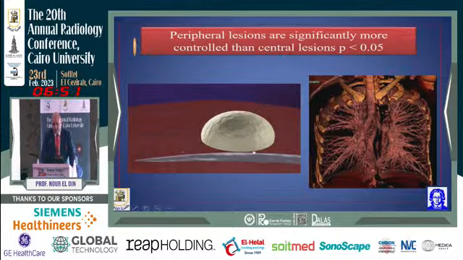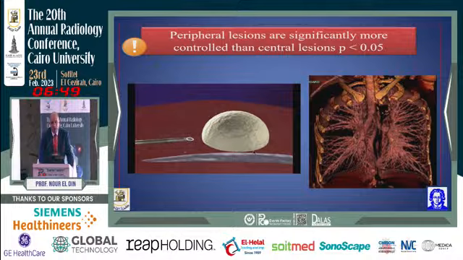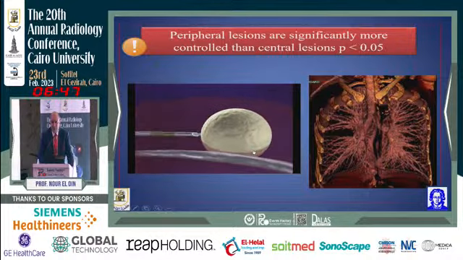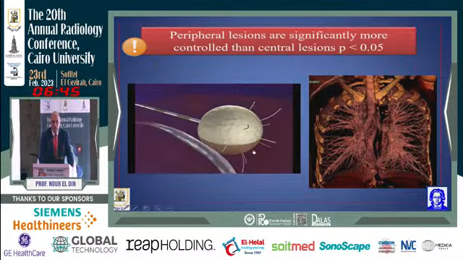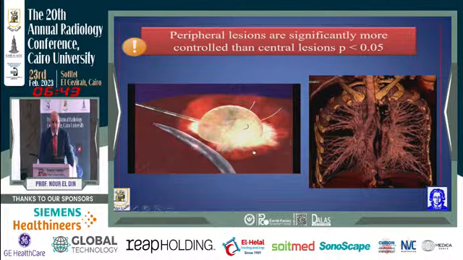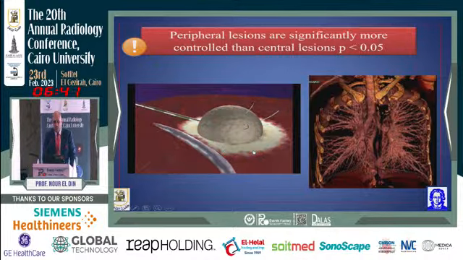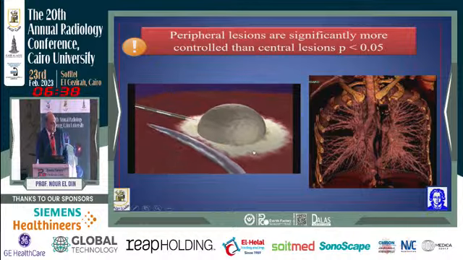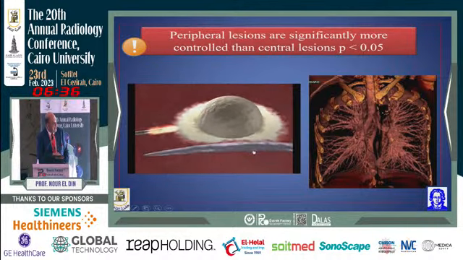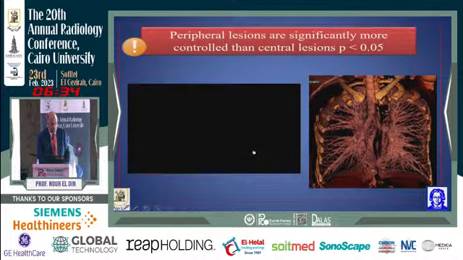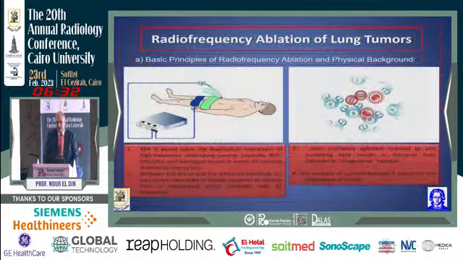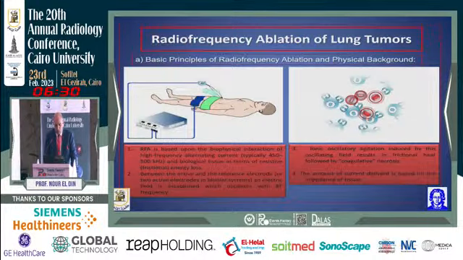The heat sink effect is that while we are applying our energy, the presence of the blood vessel near the lesion will lead to a cooling effect and deviate the energy away from the core of the tumor, and this results in the safety margin here being adequate. However, the safety margin near the blood vessel is badly controlled.